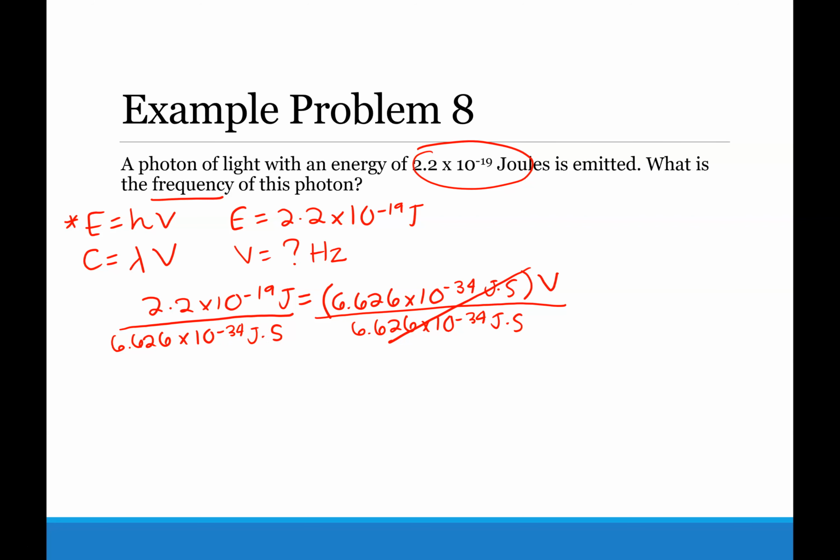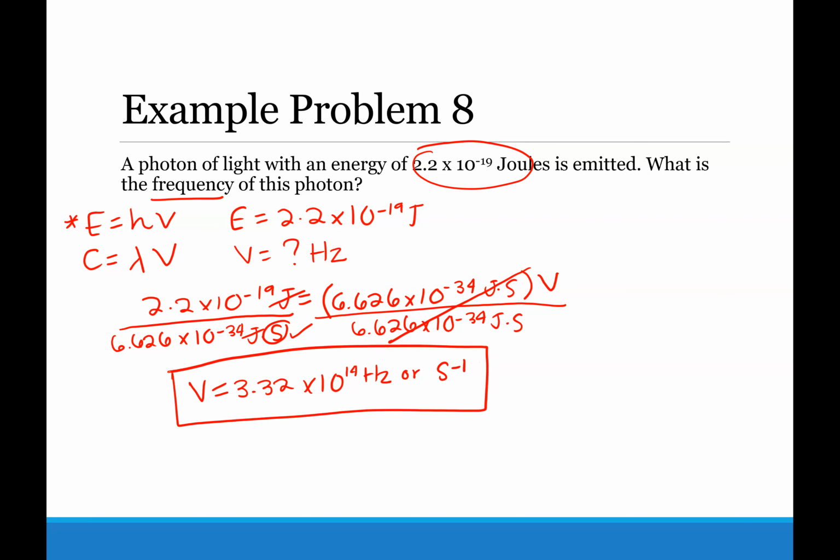And when you divide 2.2 times 10 to the minus 19 by 6.626 times 10 to the minus 34, you'll get that v equals 3.320, so 3.32 times 10 to the 14 hertz, or inverse seconds. And you can see here where joules cancels and you're left just with seconds. And so that is how you work example problem 8. Let me know if you have any questions.